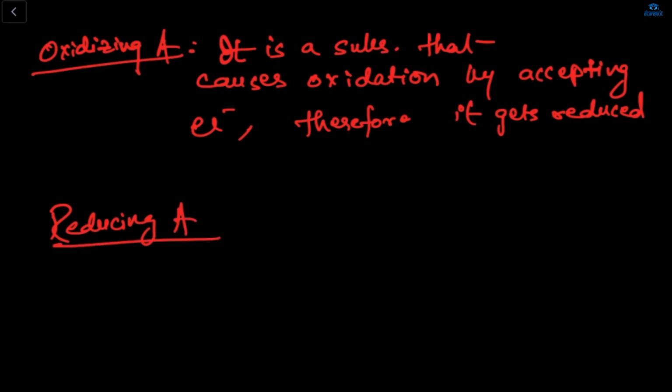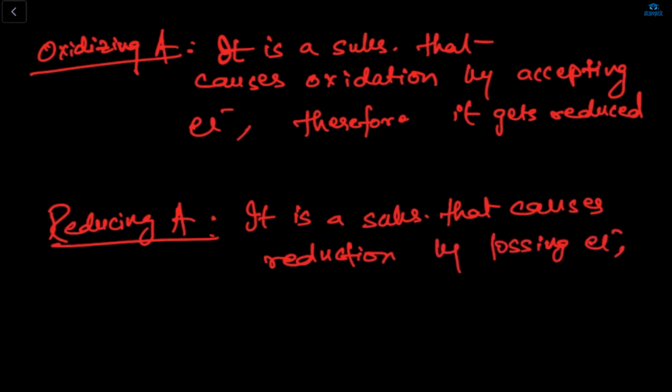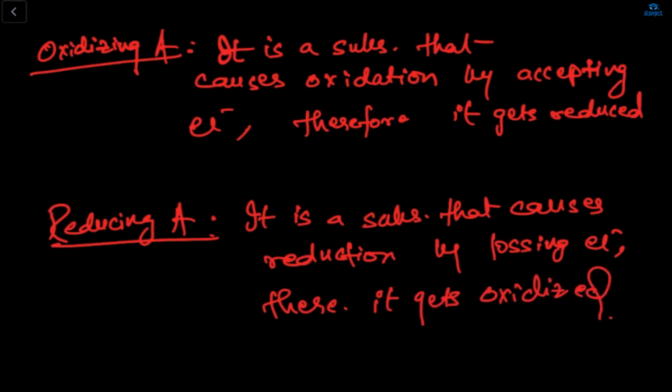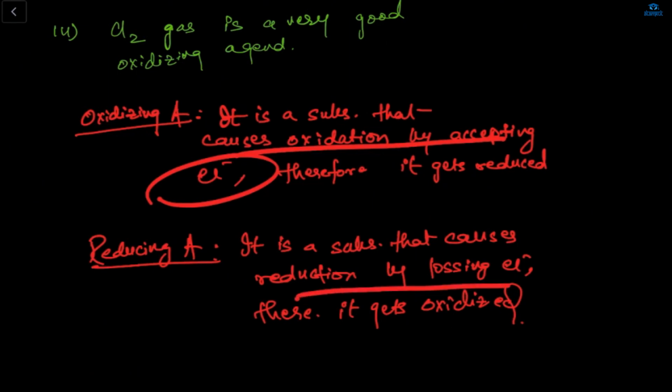What is reducing agent? It is a substance that causes reduction by losing electrons. Opposite. Therefore it gets oxidized. So what is oxidizing agent? It is a substance that causes oxidation, means it gets oxidized, by accepting electrons. And what is reducing agent? It's a substance that causes reduction by losing electrons.